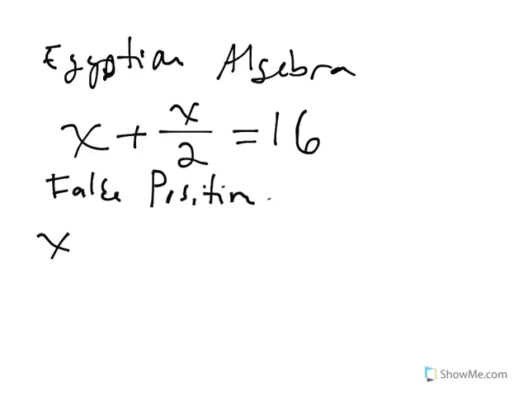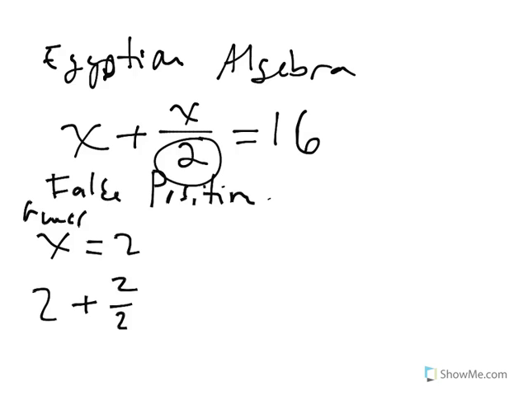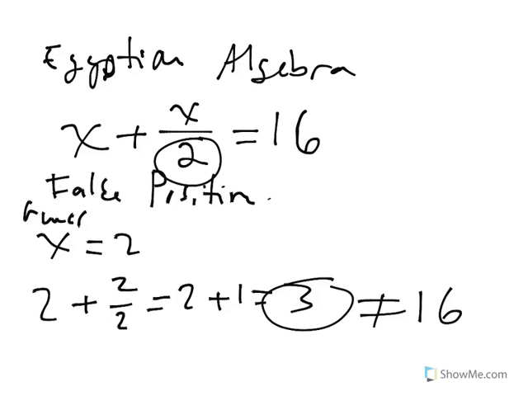It starts with a guess, and the guess is always this denominator. So we try 2, and we see if it's right. 2 plus 2 over 2 is 2 plus 1 equals 3, which is not 16, unfortunately. But it's off by, it's about 5 times too small.